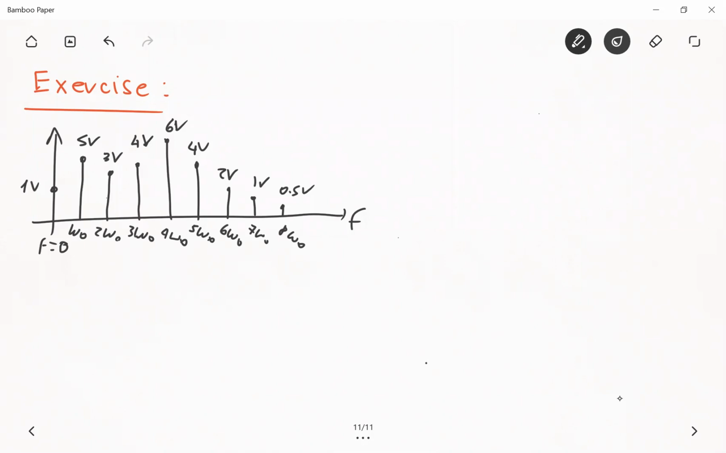If any one of you knows what the fifth harmonic is in this spectrum, any suggestion is very welcome. Let me open the chat here. So the fifth harmonic is the one at 5 omega zero. So the answer to A is 5 omega zero.